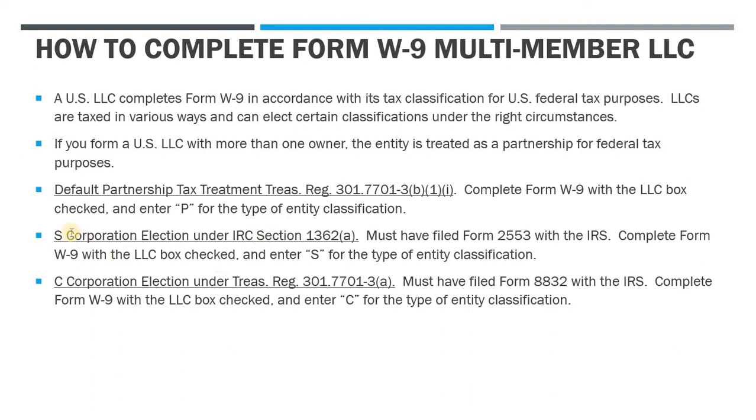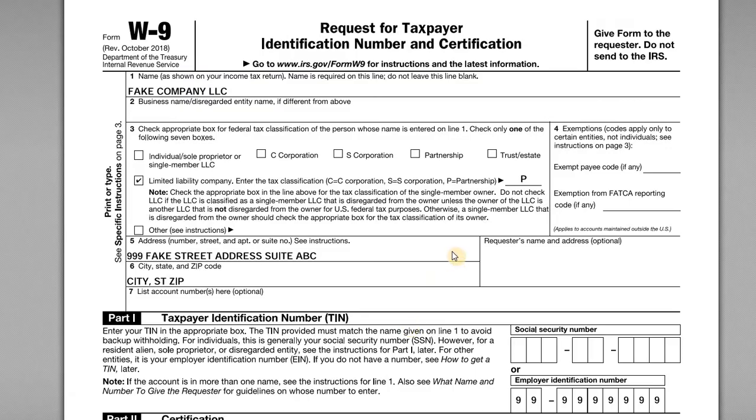Now, what are the two other options here? So we've got a multi-member LLC. What if we made an S corp election, right? In order to make an S corp election for the LLC, you've got to file Form 2553. And if that election is filed and approved, we would complete W-9, check the LLC box, and then enter S, right? So we have the same LLC check here. Tax classification would be S for S corporation, okay?